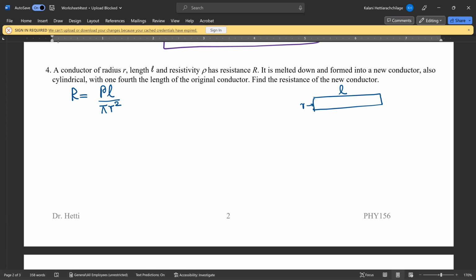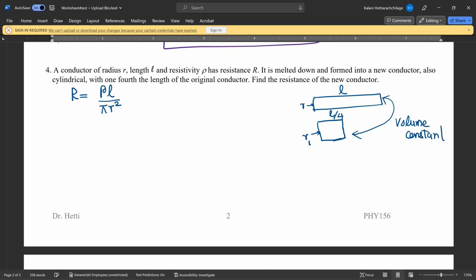You melt it down and form a new conductor, also cylindrical, with 1/4 of the length. So the length is going to decrease to 1/4, right? When the length decreases, there is some important information happening here. So now let's say this is length L over 4, and now you have a new radius, I'm going to say R1. The reason is, when you melt or maybe freeze, you basically change the shape, but you do not change the volume. You keep the volume constant.